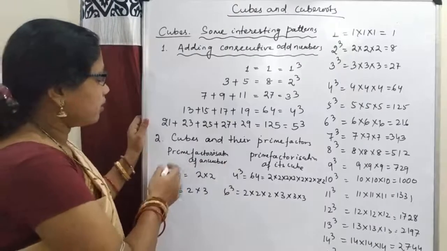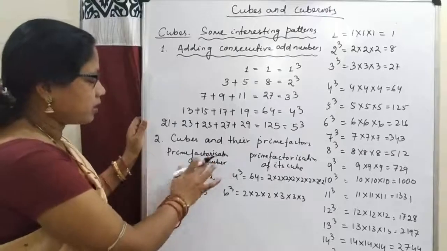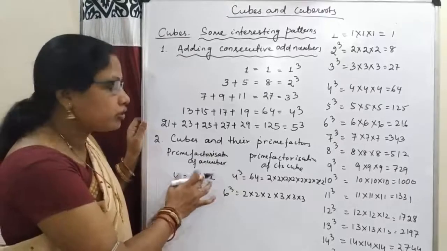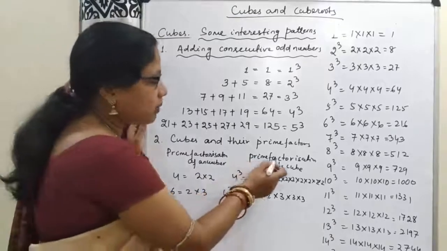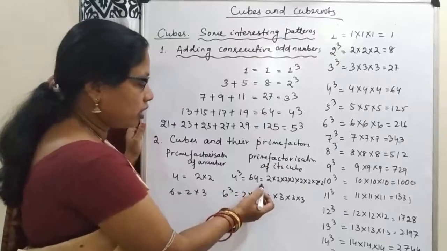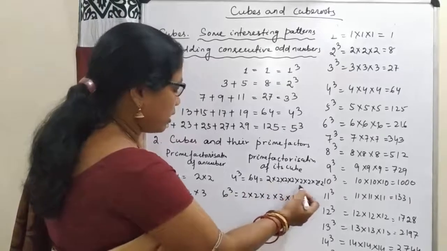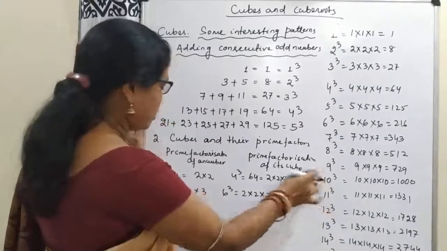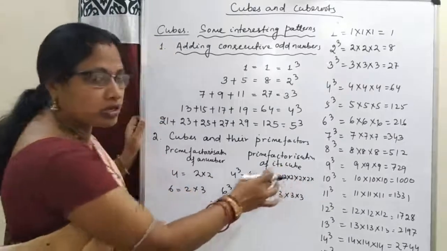The next pattern is cubes and their prime factors. In this first column I have written the prime factorization of a number like 4. So 4 can be factorized as 2 multiplied with 2. So 2 is the prime factor and it occurs 2 times. This is the prime factorization of its cube. 4 cube is equal to 64. Here 64 can be written as 2 multiplied with 2, six 2s. So here 2 occurs 2 times and here 2 occurs 6 times.